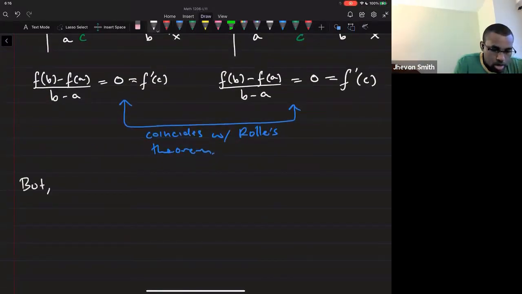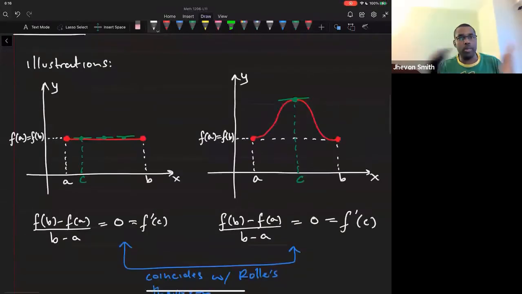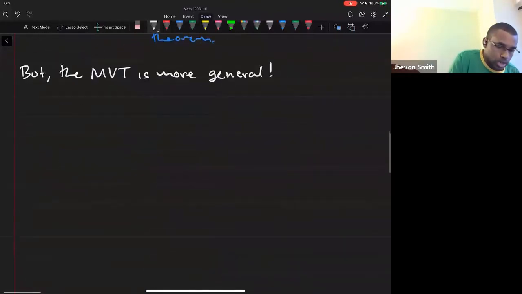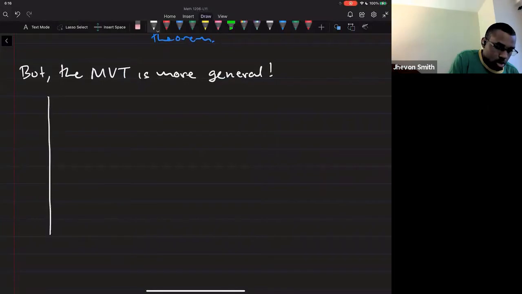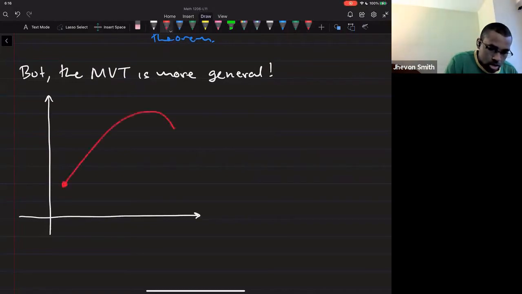But the MVT is more general. So Rolle's theorem requires that our outputs at the endpoints are the same, but what if they're not? So here's another illustration. I'll do a couple more. So let's say my function looked like this.